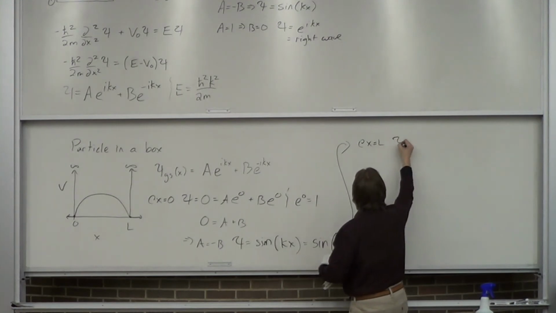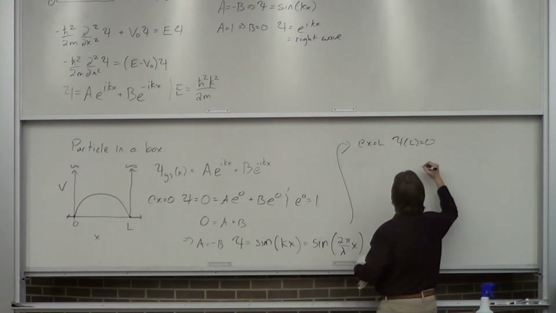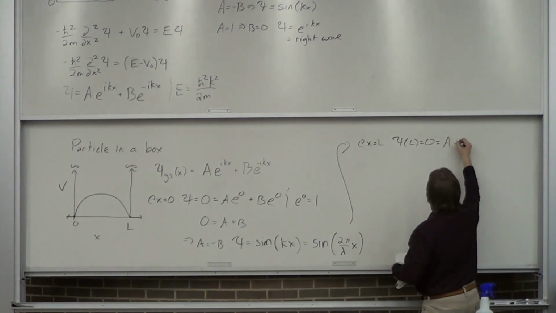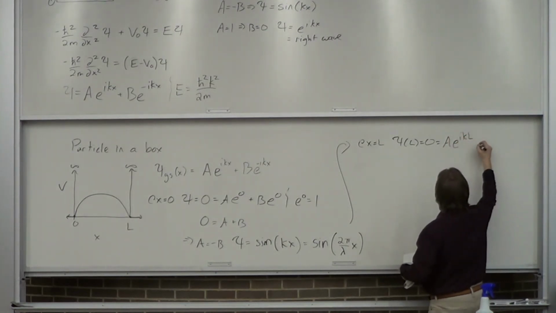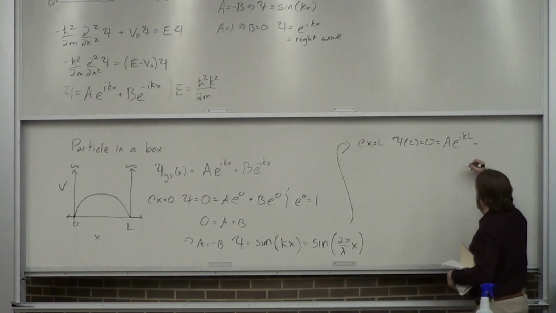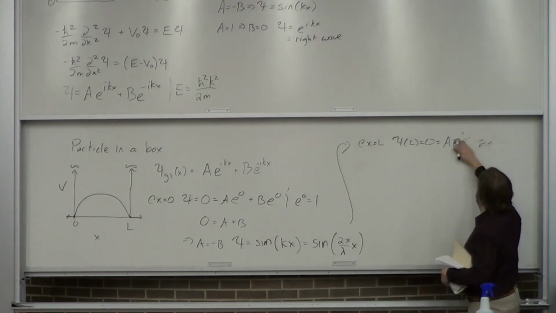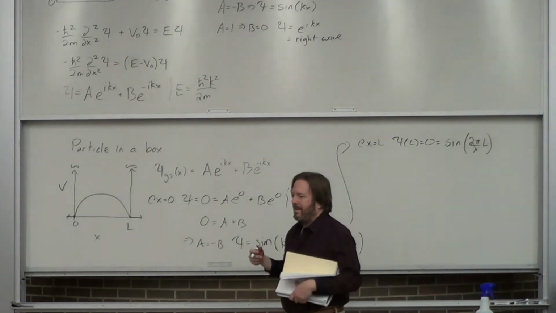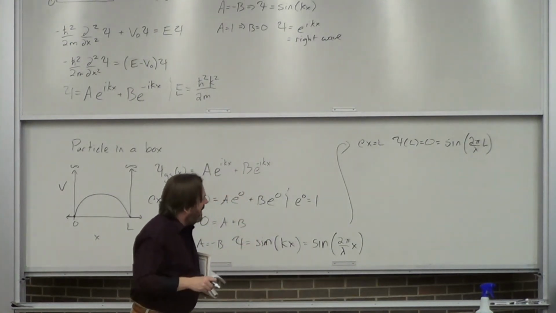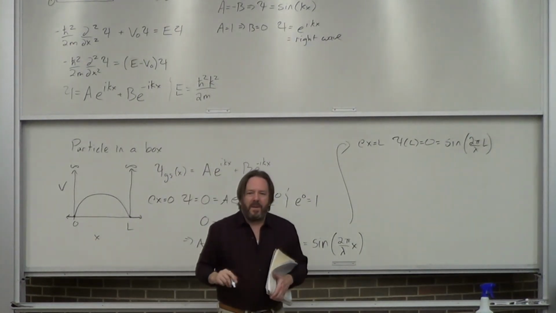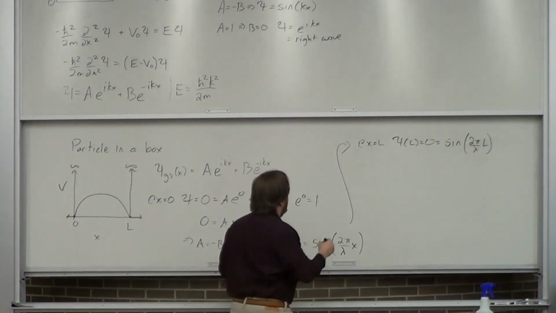At x equals L, the wave function at L has to be 0, which is a e to the i k L minus a e to the... You know what? What am I doing? I've already shown it's a sine. I'm just not thinking. Sine of 2 pi over lambda L. Okay, I was just reproving what I already proved, sorry. I can figure it out from here. Now how do I do that?